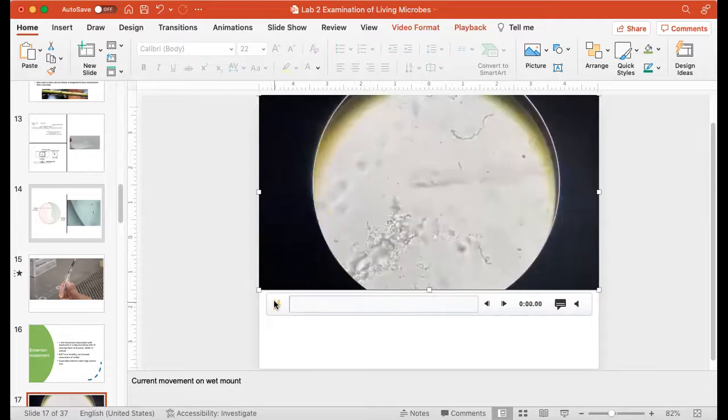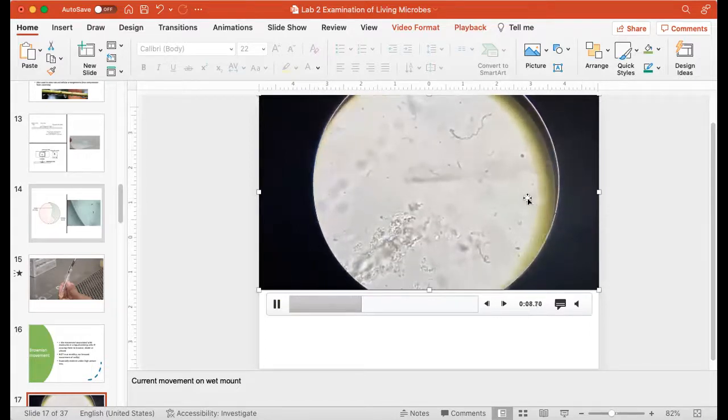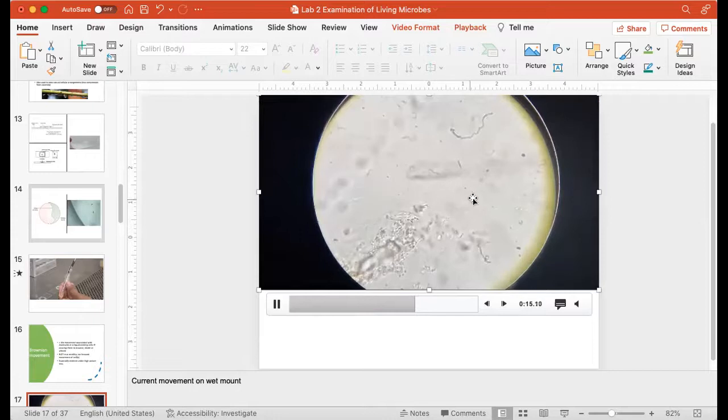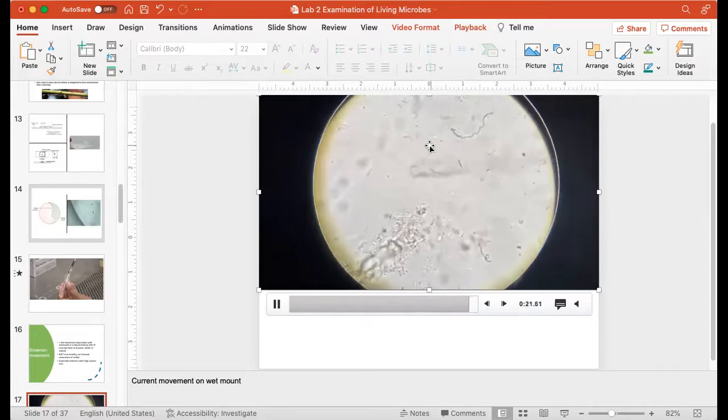Let me put it in motion again. There are things that are moving. Notice that they're all moving from left to right. They're all moving at the same rate, the same speed. There are bigger things moving. There are smaller things moving. See that? There are things moving in here. That is not motility. That's not even Brownian motion.